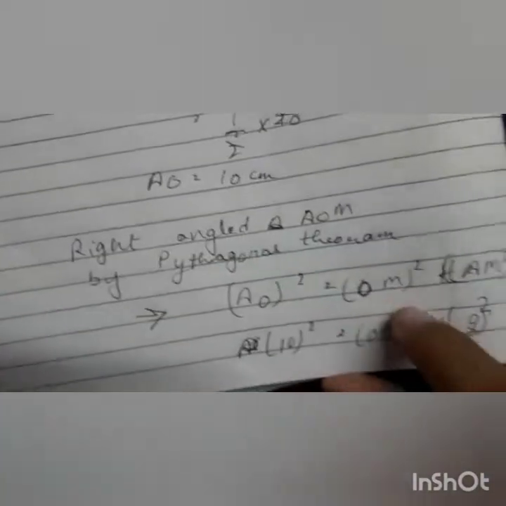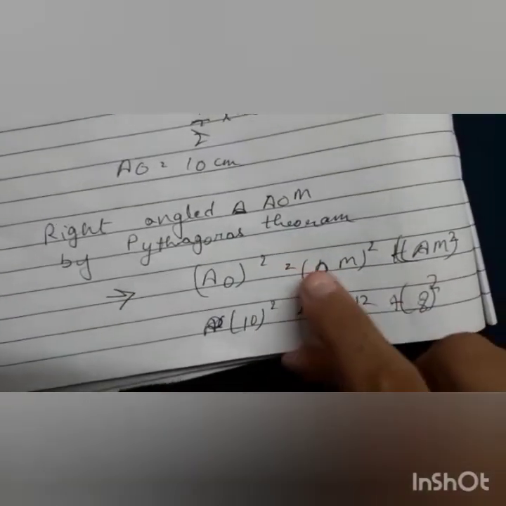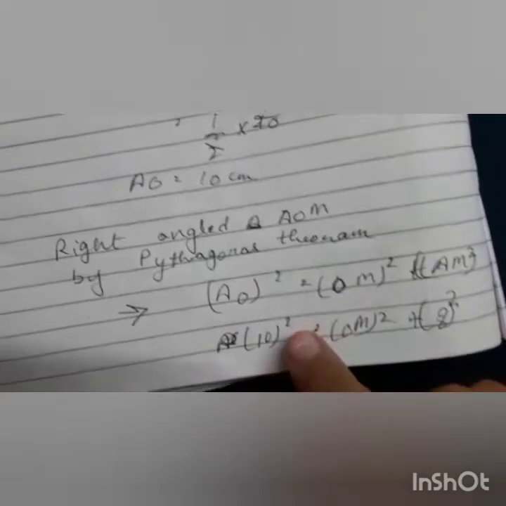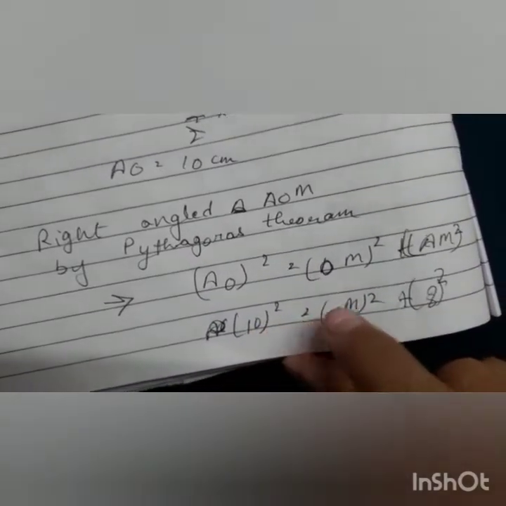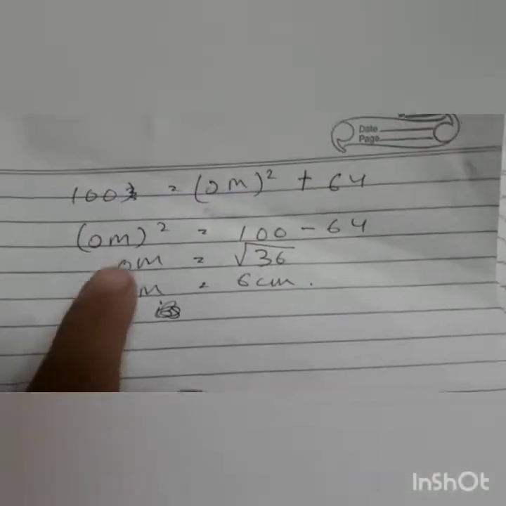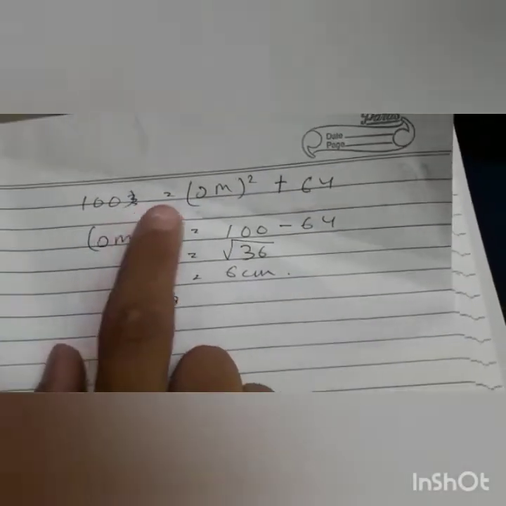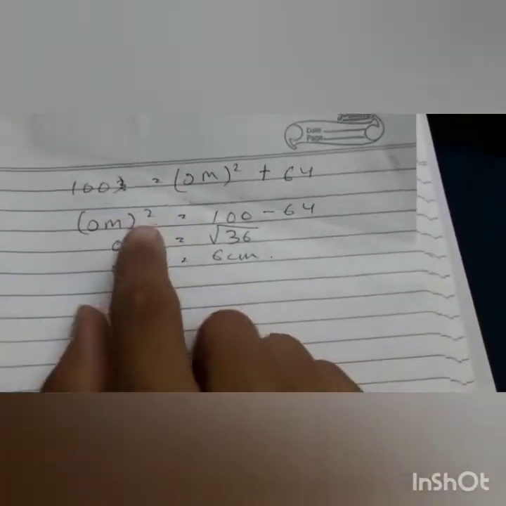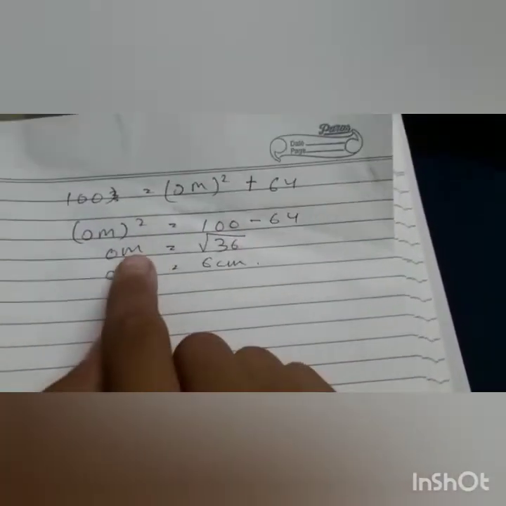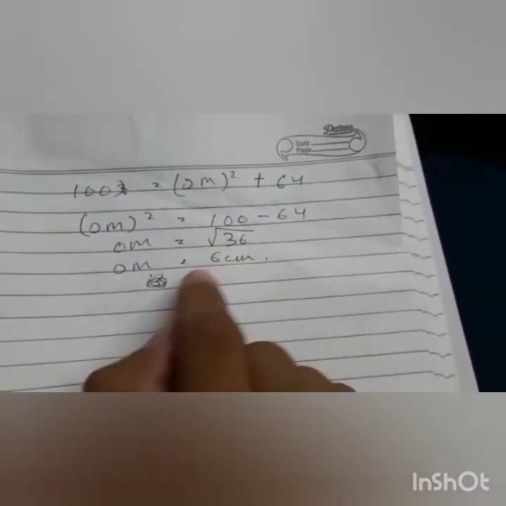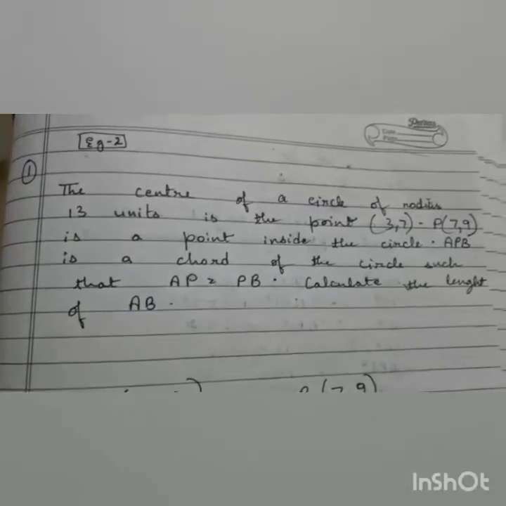AO square plus OM square equals OM square plus AM square, which becomes 10 square equals OM square plus 8 square. So 100 equals OM square plus 64. OM square equals 100 minus 64. OM equals under root 36, and OM comes 6, which is our answer. This is the next one.